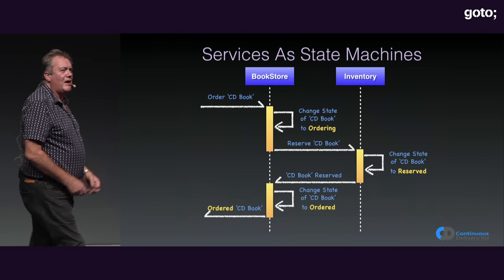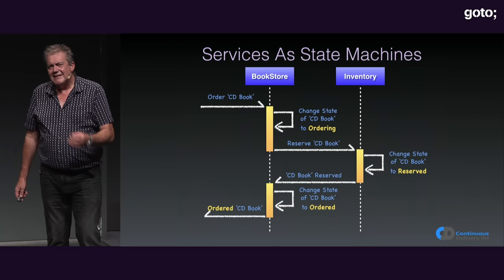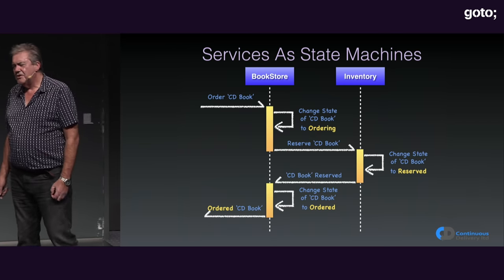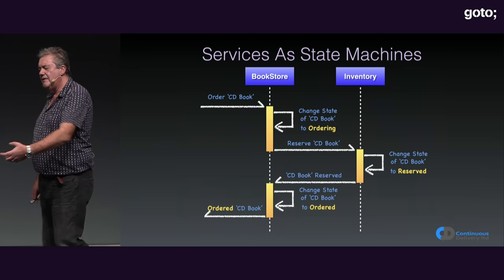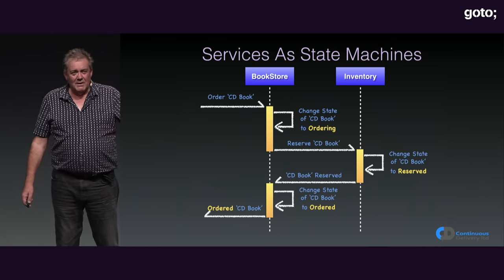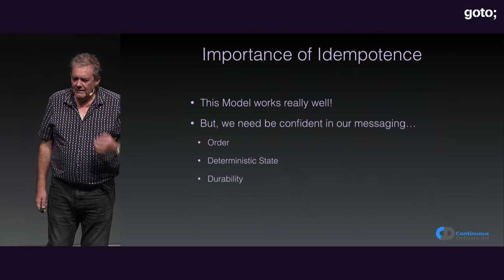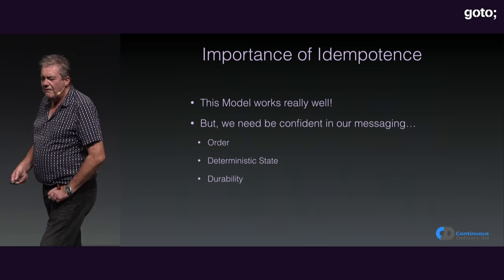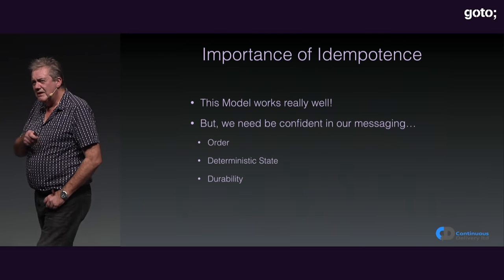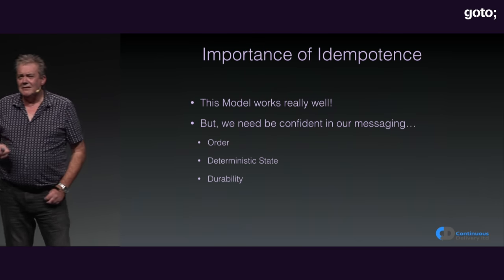So this is part of my argument that this is simple. Remember, all of this is happening on a single thread. Now, it's asking some things of the infrastructure. It's asking some things of the delivery of the messages. If we want to be able to do these kind of durable things, it means we need the messaging to be fairly durable and fairly reliable. We need to be confident that our messaging is going to retain order. We need our states to be deterministic.